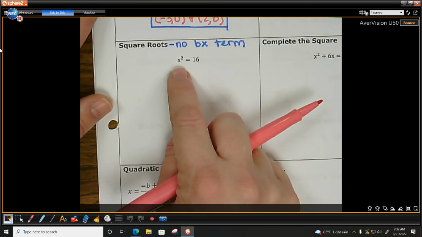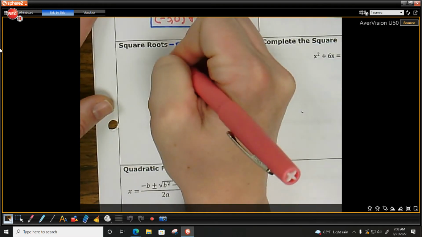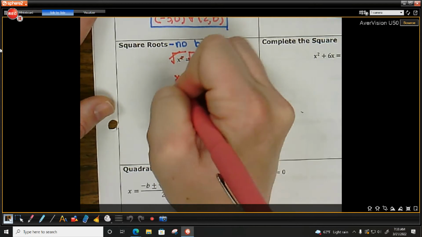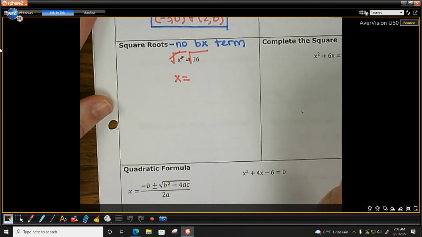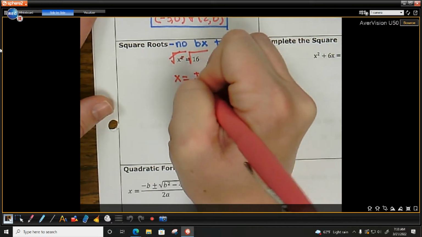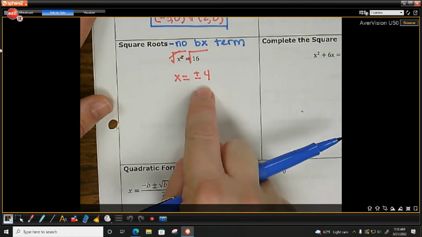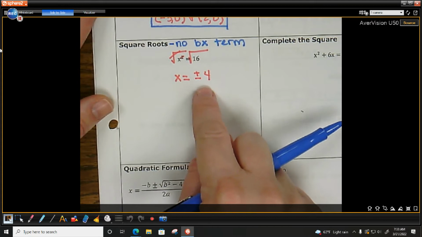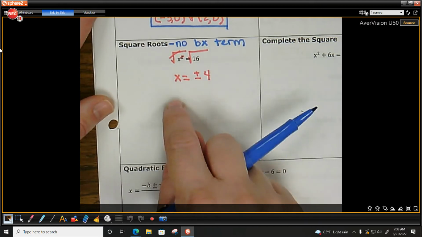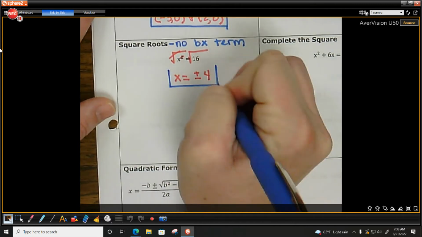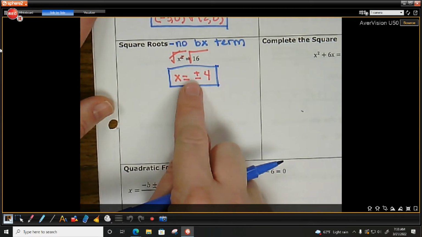What undoes a square? Square root. So I'm going to square root both sides. A square root and a square undo each other, so I get x equals. Do we remember what we have to put out in front when we do a square root? Plus minus. Good job. And what's the square root of 16? 4. How many solutions is this? 2. It's positive 4 and negative 4. Okay? Do we like this method? Do we remember that this was like our favorite method we've learned? Okay? And again, this is an acceptable way to write your solutions.